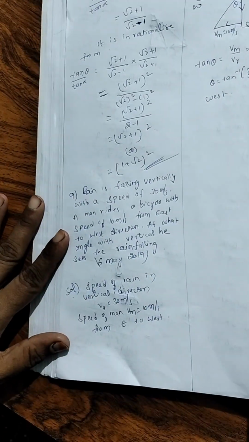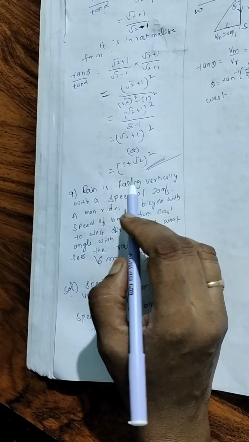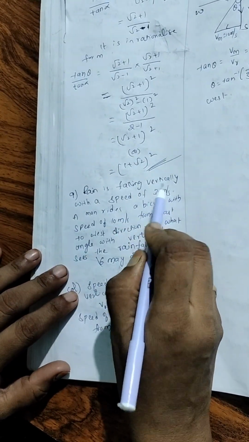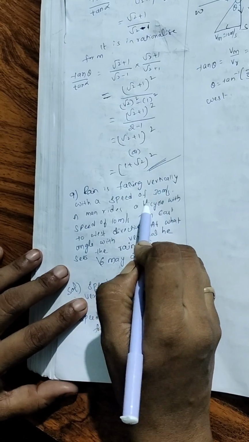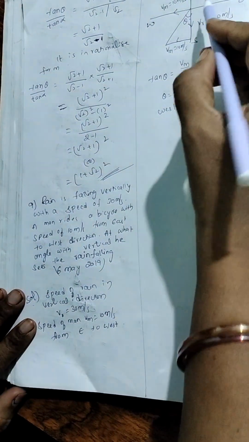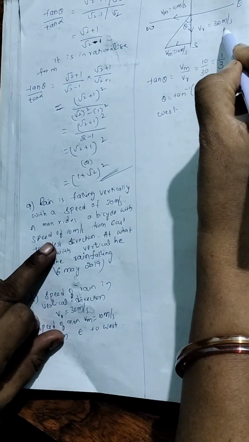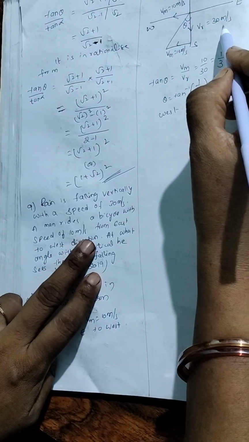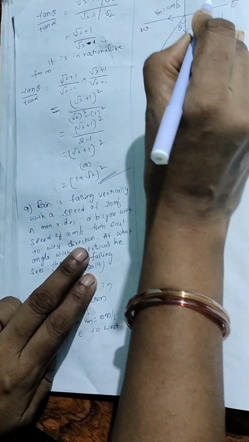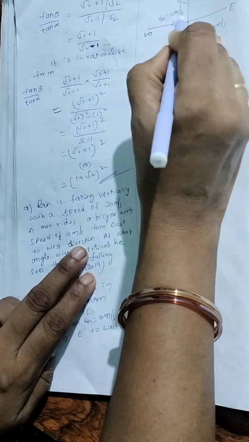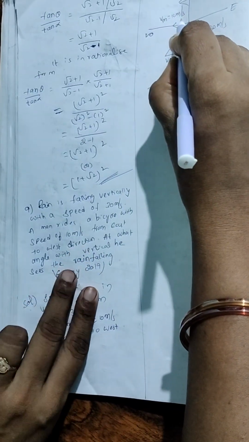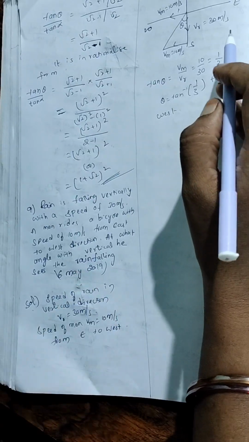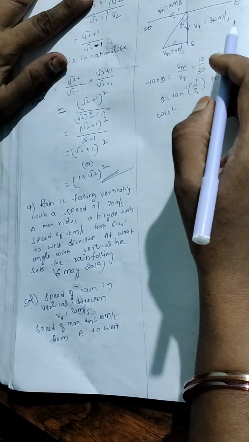And the last problem, this is also a rain problem asked on 6th May 2019. Rain is falling vertically with a speed of 30 meter per second. Man rides a bicycle with a speed of 10 meters per second from east to west in such a way. At what angle with vertical does he see the rainfall? At what angle is he seeing the rainfall?